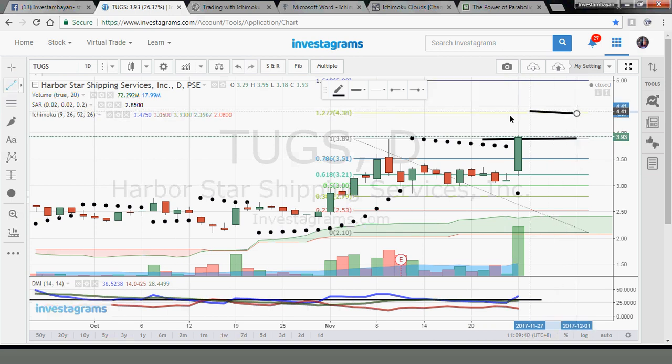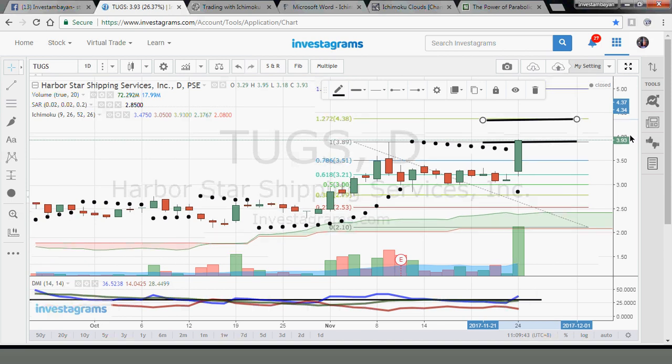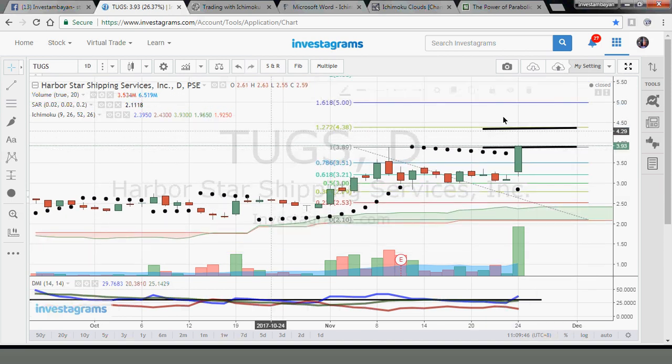Halimbawa, nabasag to, mas tumaas pa siya. Dito yung price. Adjust ko lang. Actually, it's easier to do because may mga nakaset na line. So, halimbawa, ito yung next na trailing stop ko, 4.38.